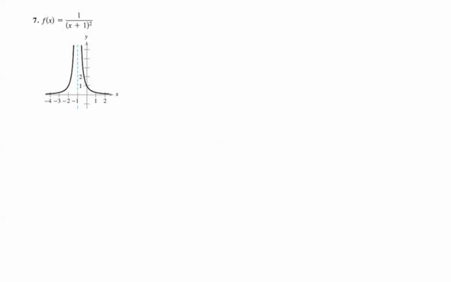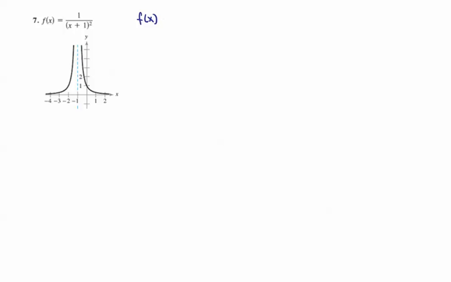With problem number 7, we have a very similar scenario, and yet there is a different aspect to this problem, and that is we have a vertical asymptote when x is equal to -1. So we're going to continue in much the same way. We'll start with our original function.